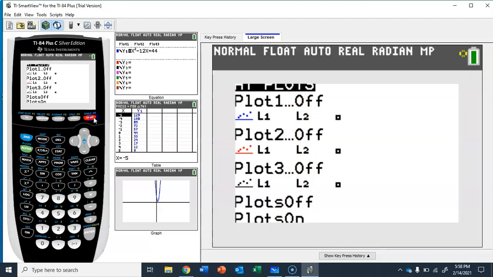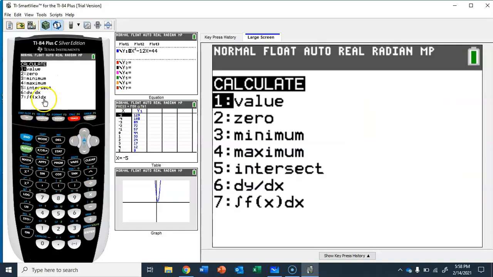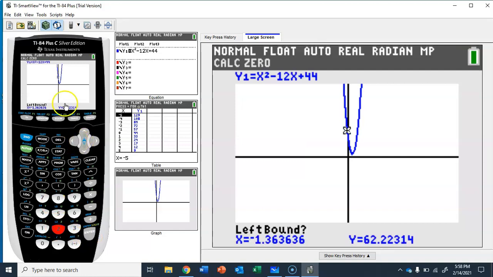All right, so let's go back to the graph. And again, we're going to find the zeros or x-intercepts. So go to second trace or second calc. Option number 2 is zeros. Left bound, we're on the left side. Hit enter. Go to the right side, right there. Hit enter. And then it says, hey, guess.